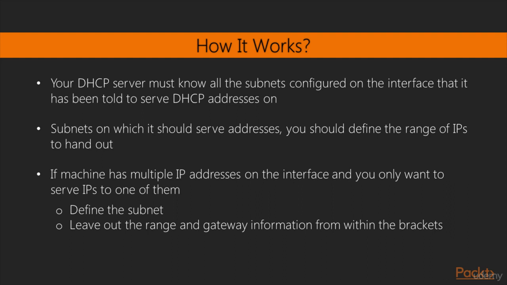The second section is the subnet declaration. Your DHCP server must know about all the subnets configured on the interface that it has been told to serve DHCP addresses on. For the subnets on which it should serve addresses, you should define the range of IPs to hand out, and you most likely want to define your network gateway as well. If your machine has multiple IP addresses on the interface, and you only want to serve IPs to one of them, you should still define the subnet, but leave out the range and gateway information from within the brackets. For example, subnet 10.0.0.0 netmask 255.255.255.0.